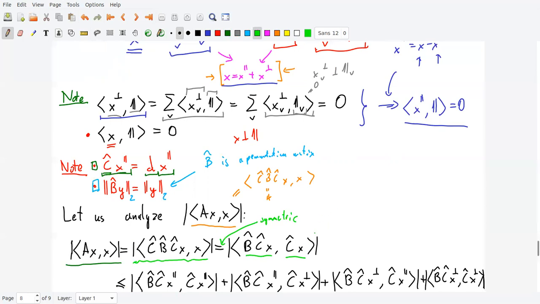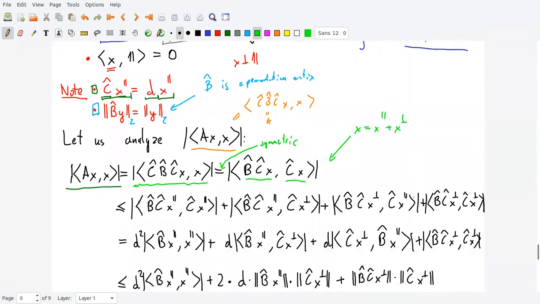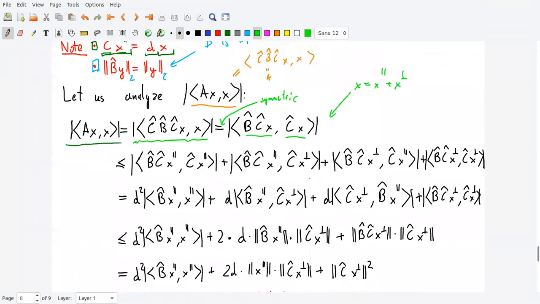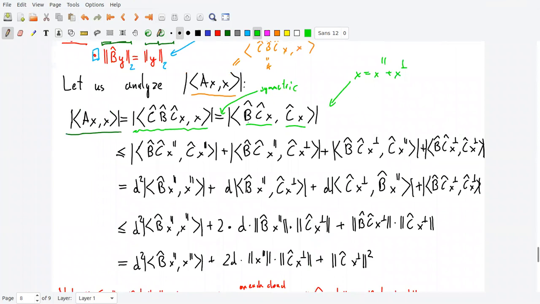Now we need to recall that X is equal to X parallel plus X orthogonal. So we can write that this cross product is the sum of those 4 cross products. Because I'm bounding the absolute value, I put an inequality here, since some of them might be positive, some might be negative, but definitely I have an inequality in this direction. So I just open the brackets and put all those 4 terms.